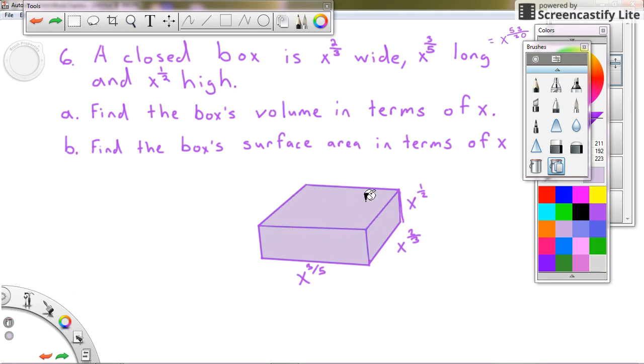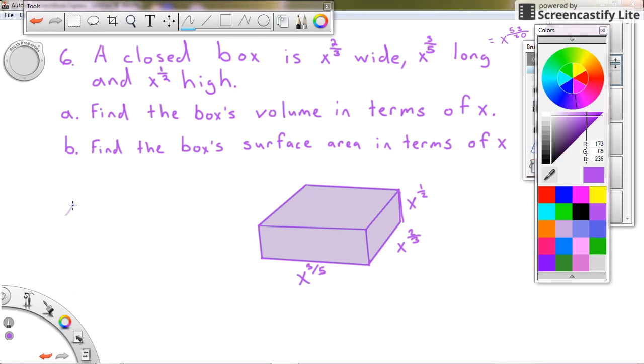Okay, so how do I find the area of, let's just say, this top one? Well, it's going to be this dimension, which is the length. So it's going to be x to the 3/5 times this dimension here, which is x to the 2/3.